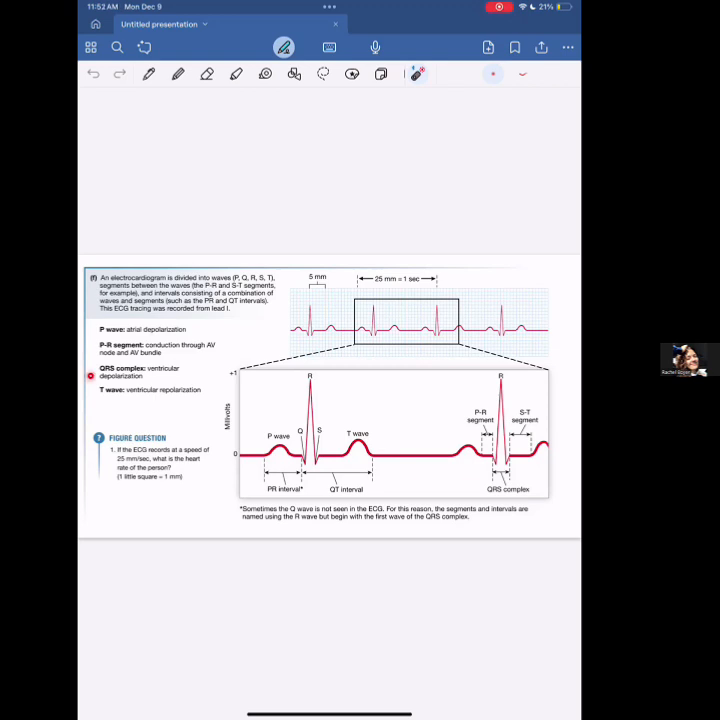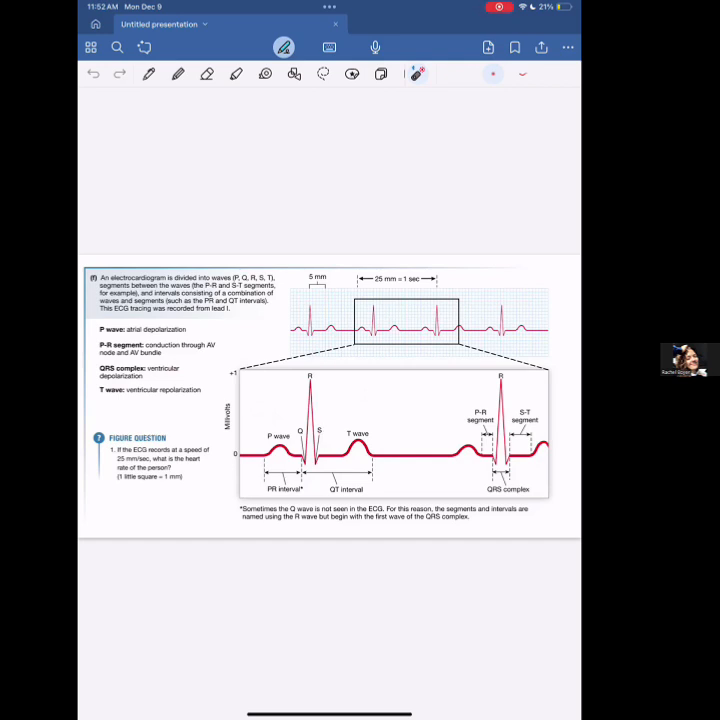Then you have your QRS complex, which is this little dip being the Q wave, this big upswing being the R wave, and then you come down, and another dip down is the S wave. And this whole segment is when the ventricles are depolarizing, and so the ventricles are contracting because of this electrical conduction.